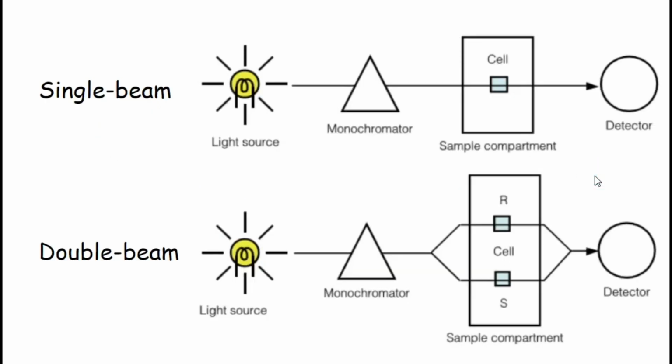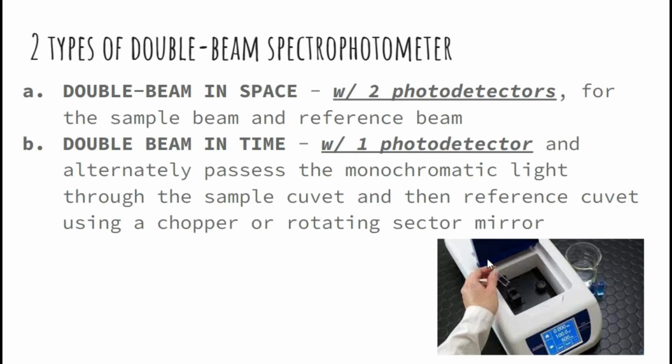So just to give a more illustration, single beam versus a double beam spectrophotometer. So again, single beam, diretso lang po, and then double beam po, there's a splitting of the light. Again, one will pass through the reference solution and then another in the sample or the specimen. And then under the double beam spectrophotometer, there are two types. The double beam in space, which has two photodetectors, and then a double beam in time, which has one photodetector. Again, double beam in space, dalawang photodetector. Double beam in time, isa lang.